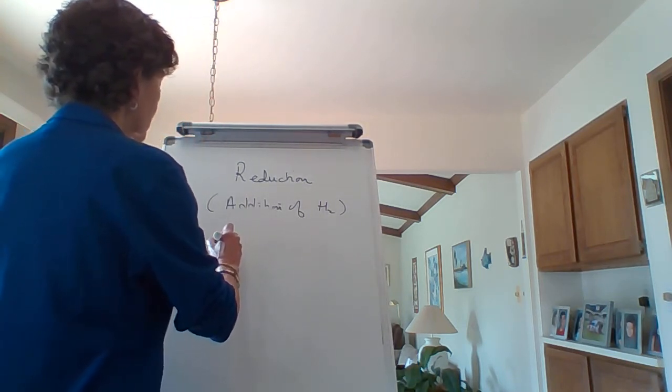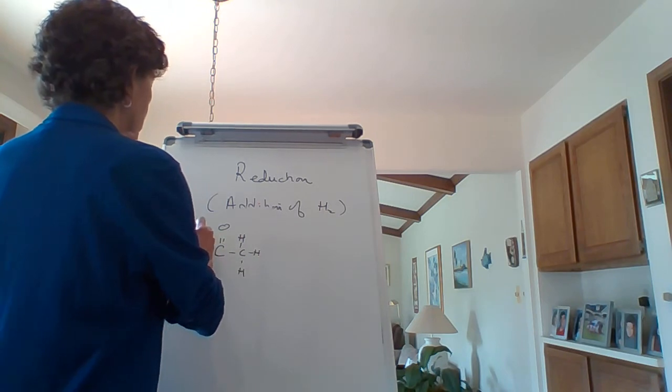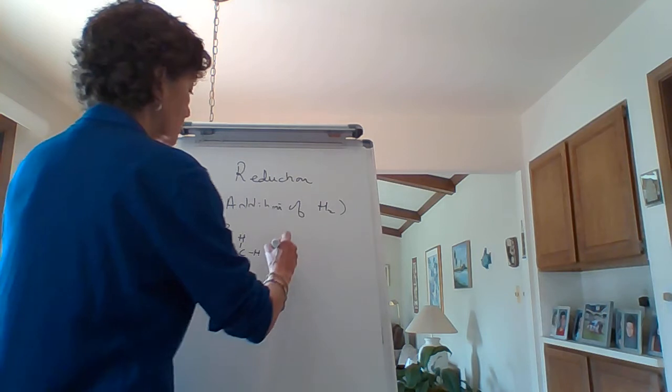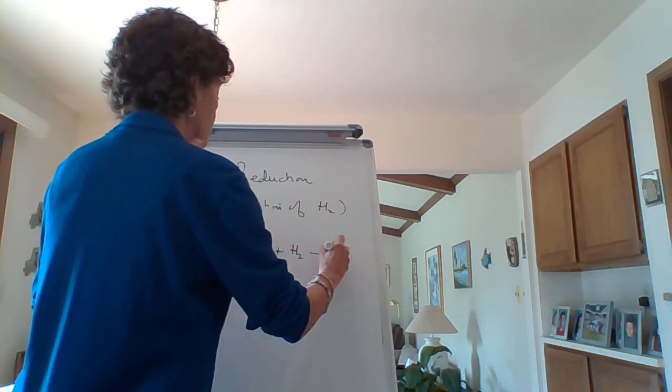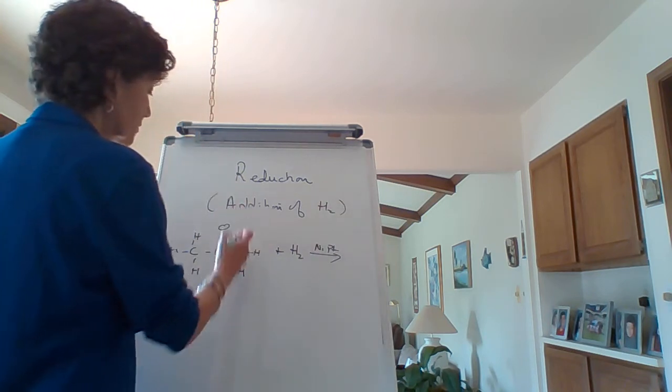So if you have a ketone and you reduce it, guess what you turn it into? You turn it back into a secondary alcohol. So we're adding the hydrogen, nickel, platinum catalyst, heat, the double bond will break.